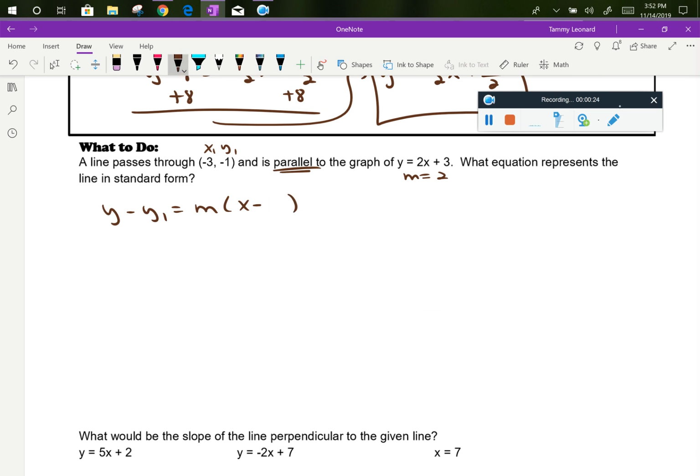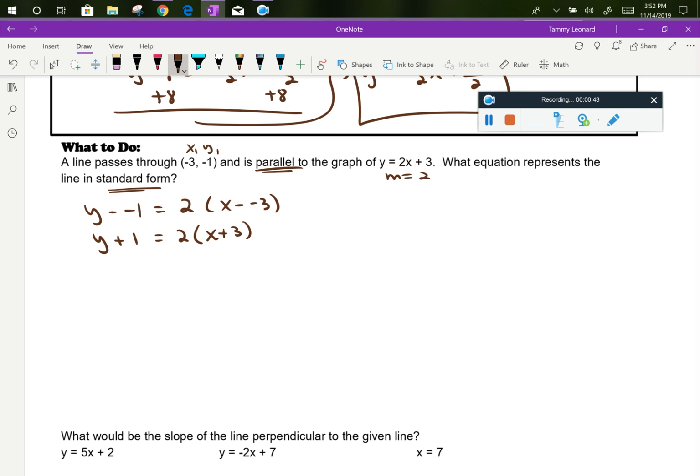We take out x1 and we put in -3, and we take out y1 and put in -1. We also take out m and replace it with 2, because parallel lines have the same slope. Simplifying just a little bit, y + 1 = 2(x + 3). Now let's look closely. It says go to standard form. Well, standard form does not have parentheses. So let's distribute. y + 1 = 2x + 6.